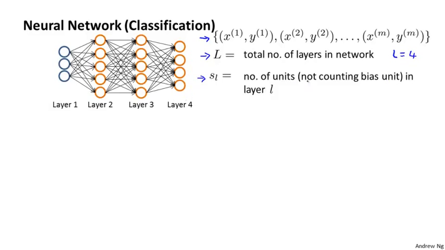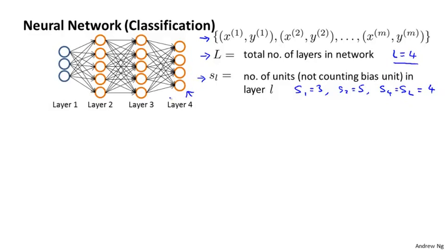So for example, we would have S1, which is the input layer, has 3 units, S2 in my example has 5 units, and the output layer S4, which is also equal to S_L because capital L is equal to 4, the output layer in my example on the left has 4 units.